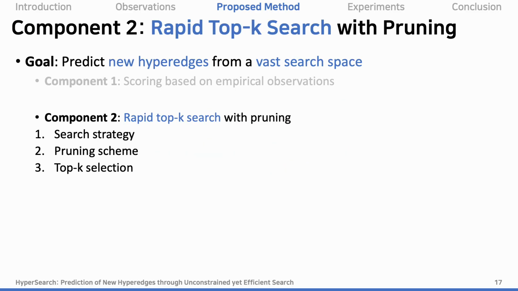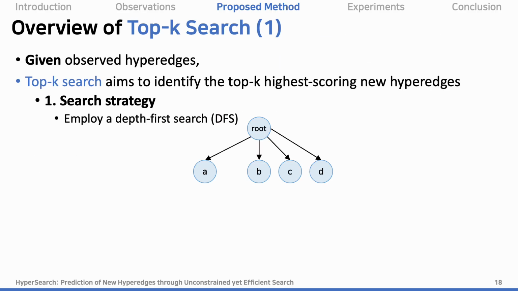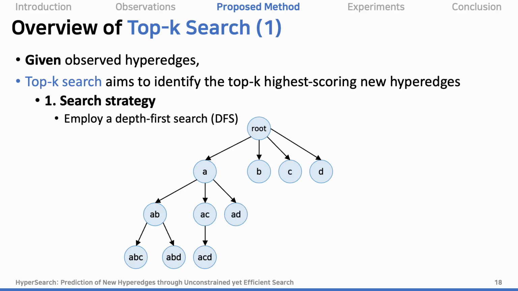Next, I'll explain how we efficiently search for promising hyperedge candidates from the vast search space using an effective pruning strategy. Our search strategy efficiently finds high-scoring hyperedge candidates using a depth-first search. Starting from an empty set, we expand nodes step by step following the DFS order. This strategy forms the basis for our pruning scheme later.